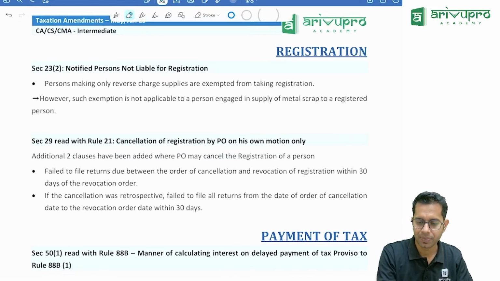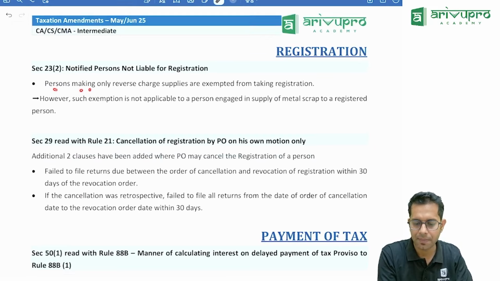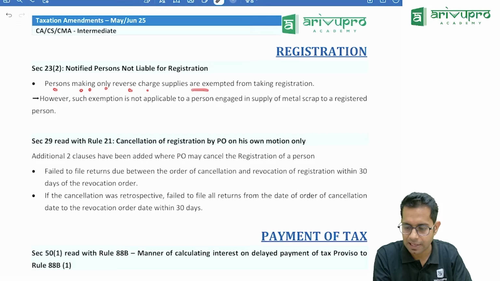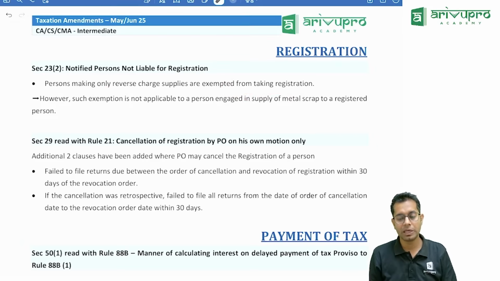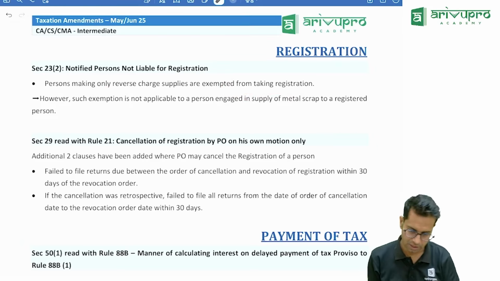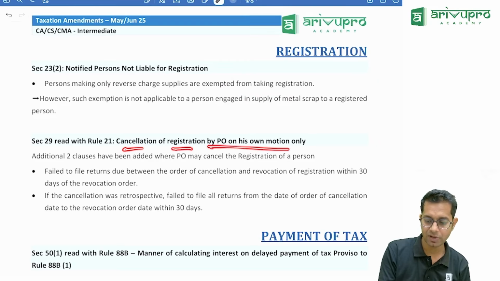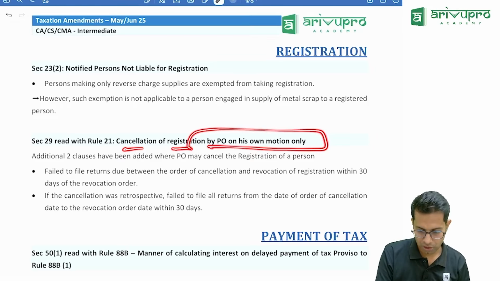Registration chapter. In the registration chapter, persons making only RCM supplies are exempted from taking registration. This is something which we know. If you are a person who is making only exempt supply, you don't have to take registration. Right.